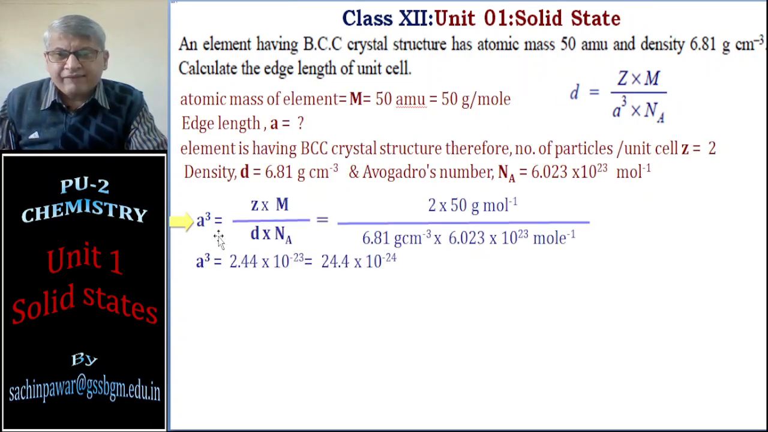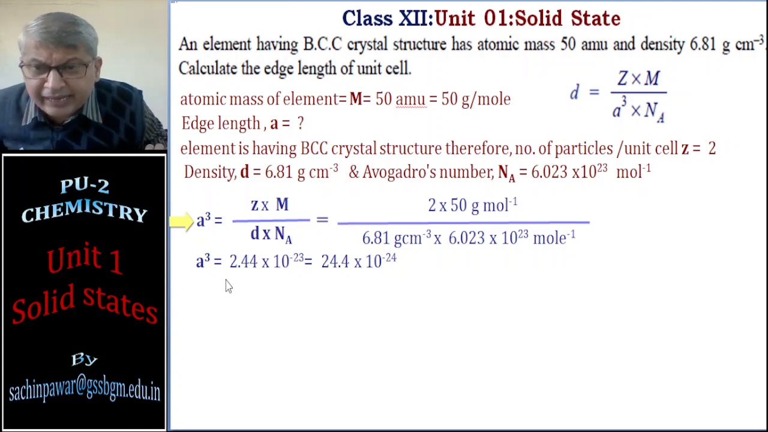Therefore, A cube I can find out very easily. So Z is 2 into 50 grams per mole. Density, substitute. I will get A cube as 24.4 into 10 to the power minus 24. I have got here A cube.